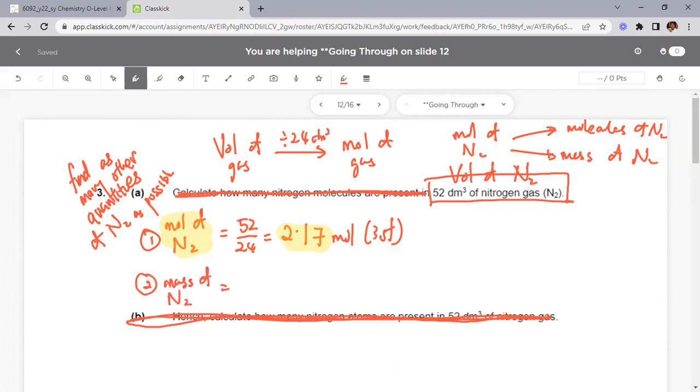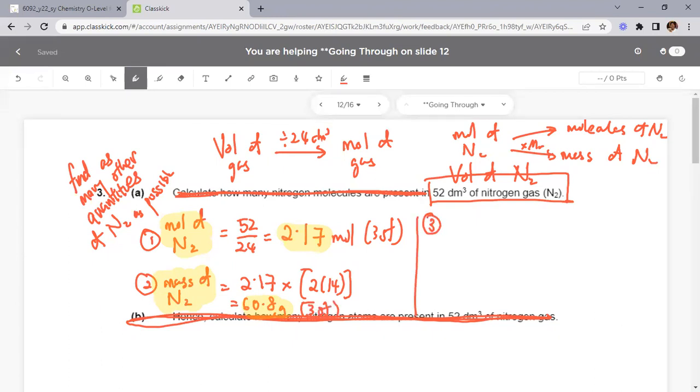I'm going to take the mole, which is 2.17, and multiply by the MR, because from the mole to the mass, I need to multiply by MR. So what's the MR of N2? I'm going to calculate the MR within the thing itself. N2 consists of 2 multiplied by 14, 2 times of nitrogen. So 2.17 multiplied by 28, you're going to get 60.8 grams. So the mass of N2 is 60.8 grams. This is another quantity that I can find, once again to 3SF.